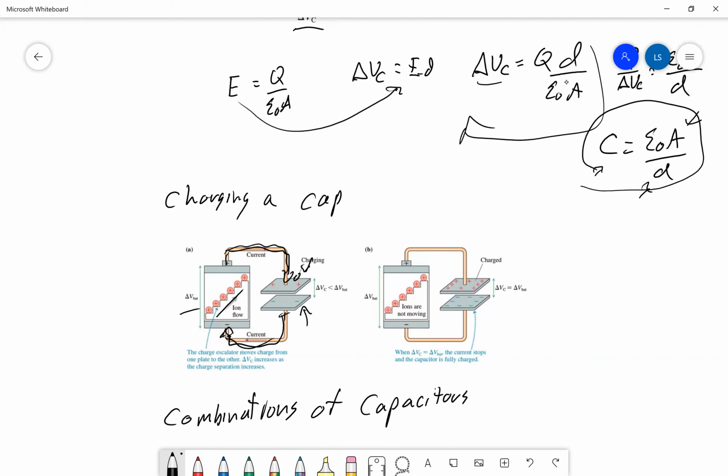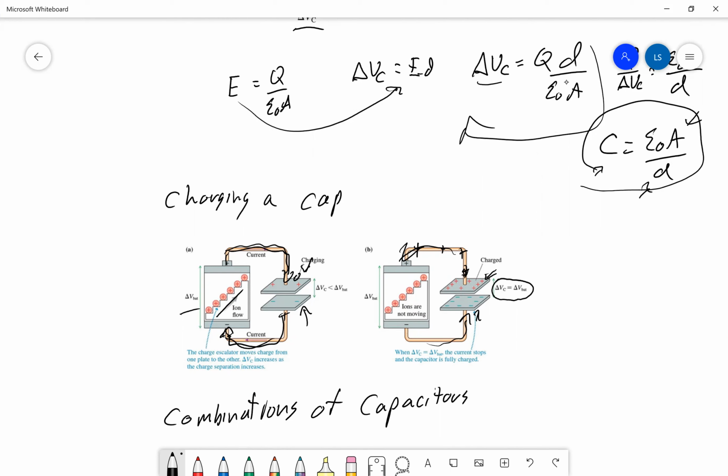That's going to happen until these charges can no longer push any more charges away. That is, the potential across our capacitor is equal to that of the battery. Note, this pushing of positive charges is not actually how it goes. Electrons are what move. So the electrons actually flow this way and push electrons away from here, and they go over here.